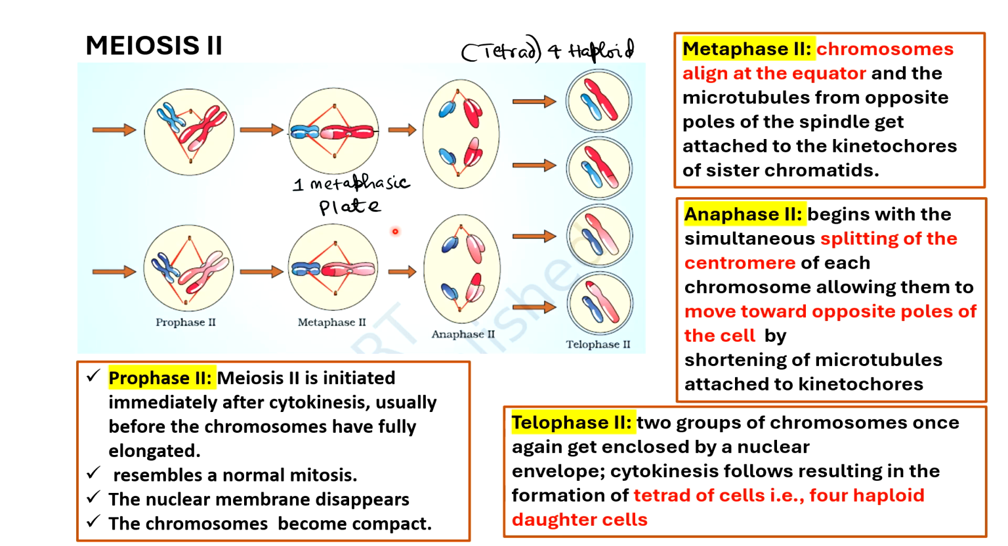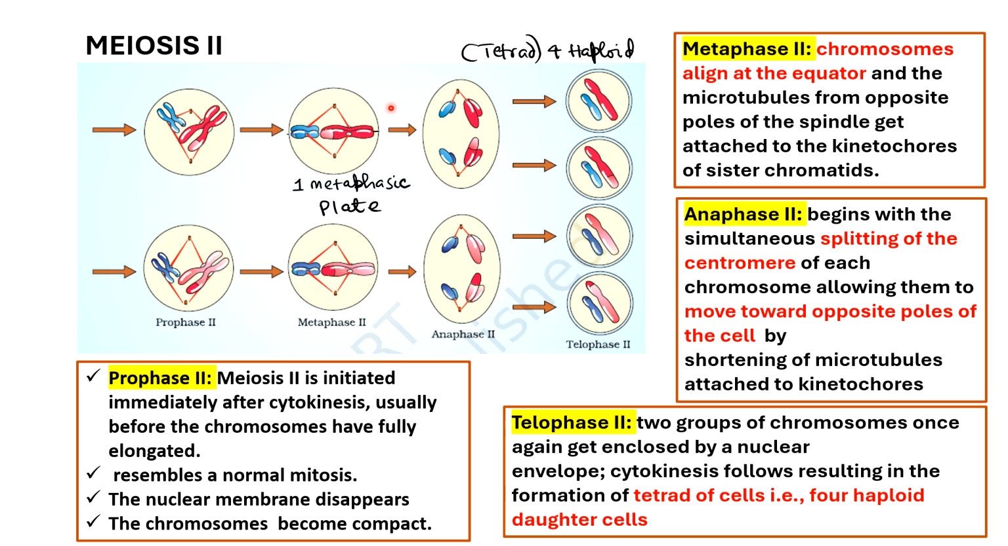This is followed by metaphase 2. Metaphase 2 is also similar to mitotic metaphase. Essentially, whatever chromosomes we have will align along the equator. Chromosomes align at the equator and the microtubules from the opposite poles of the spindle fiber get attached to the kinetochore of sister chromatids. So if this is the aster, the spindle fiber radiating from the aster is attached to the kinetochore. Each chromosome centromere is attached by how many spindle fibers here? 2 spindle fibers, right? But how many spindle fibers will we get in metaphase 2?